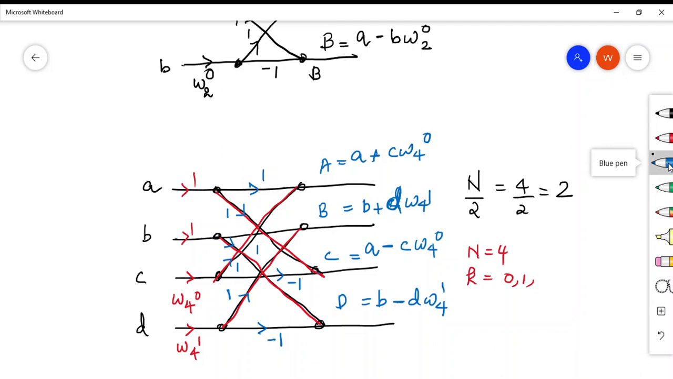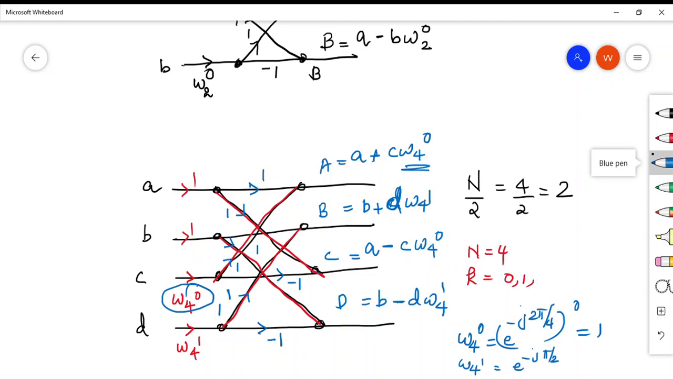Now this W4 raised to 0, W4 raised to 1 you can replace with whatever you are getting. When you find W4 raised to 0, e raised to minus j 2 pi divided by 4 raised to 0, that is equal to 1. So if you want, you can replace this as 1. Now W4 raised to 1 means e raised to minus j pi by 2, no? So this is equal to minus j. So this can be replaced as minus j.